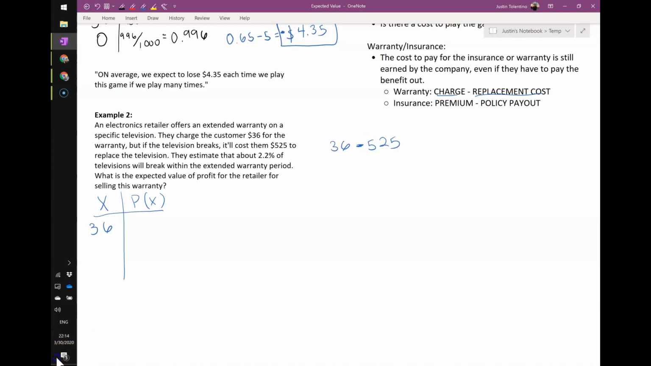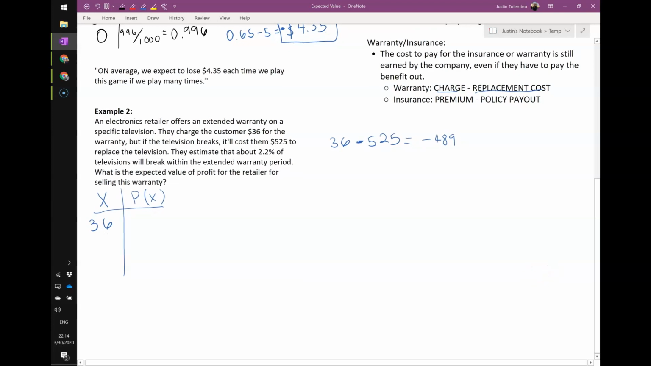So now we actually see that the amount that they're going to lose is not the full $525 because they earned that $36 before, but they're actually just going to lose $489 on this customer since they charged $36 initially. So that's the other option, right? How much is going into their profit is either $36 for this policy or they lose $489 on each policy.